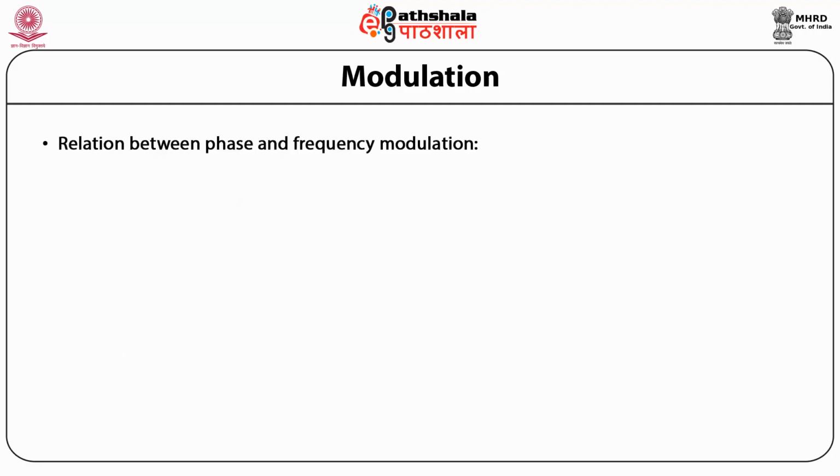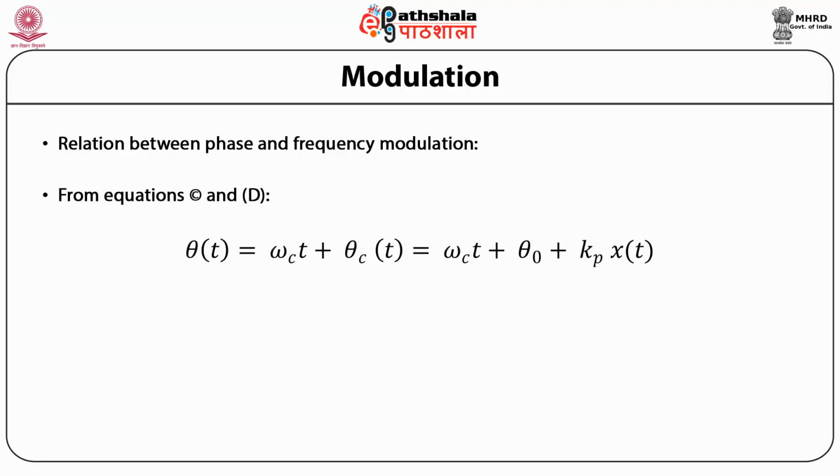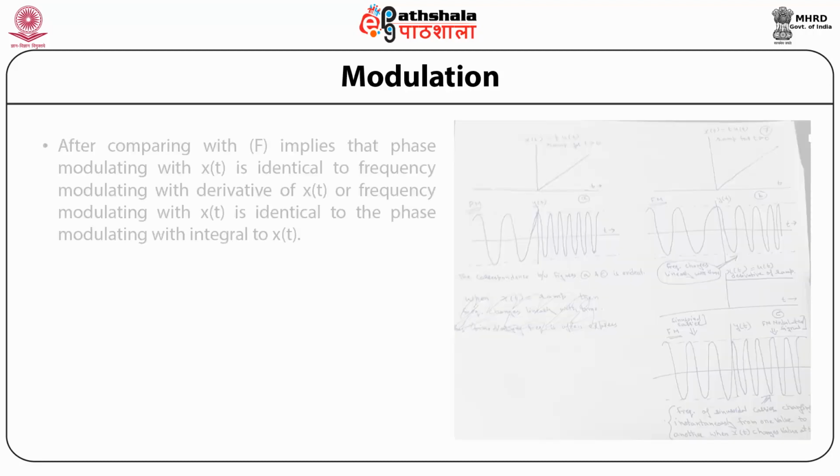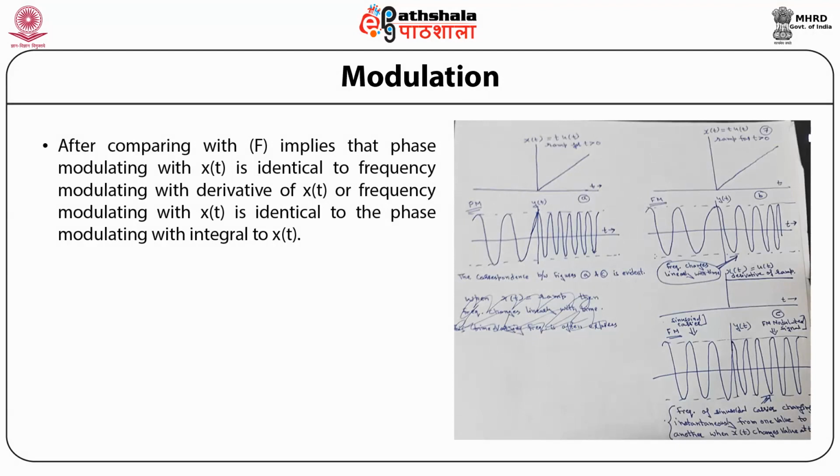So the relation between the phase and the frequency modulation, from equations C and D: θ(t) = ωc t + θc(t) = ωc t + θ0 + kp x(t). This implies that dθ/dt = ωc + kp dx/dt only. So after comparing with F, it implies that phase modulating with x(t) is identical to frequency modulating with the derivative of x(t), or frequency modulating with x(t) is identical to phase modulating with the integral of x(t). So in this figure, both the phase and the frequency modulation are shown over here.